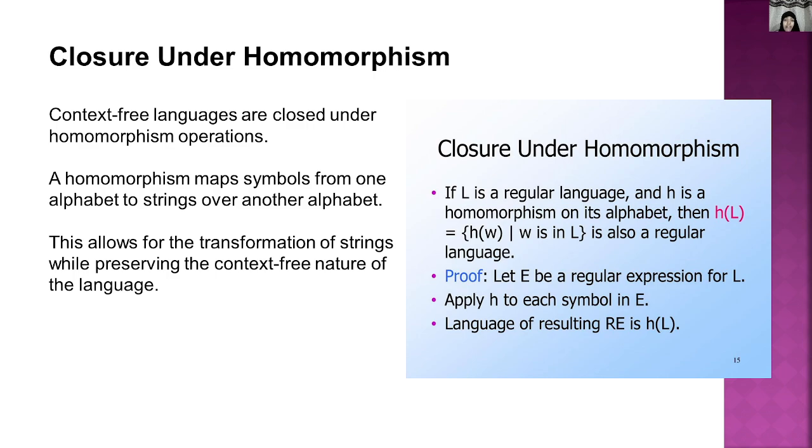For example, if L is a regular language and H is a homomorphism on its alphabet, then H(L), which is equal to {H(w) : w is in L}, is also a regular language. For the proof, let E be a regular expression for L. Apply H to each symbol in E. The language of the resulting regular expression is H(L).